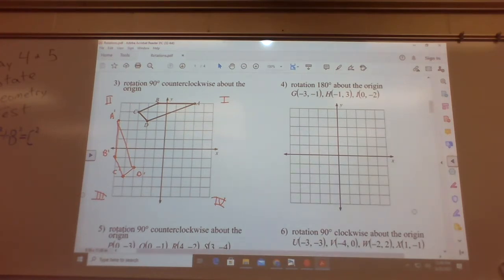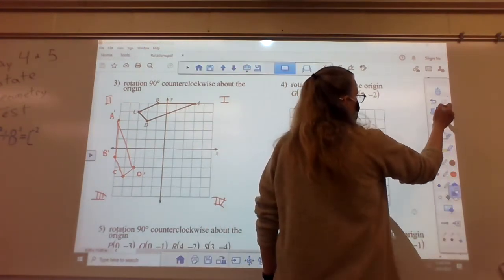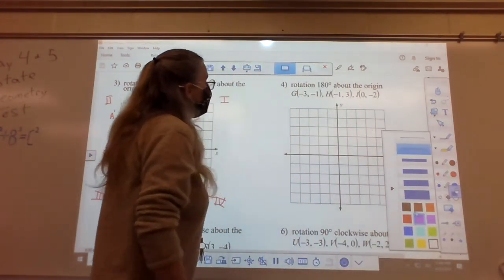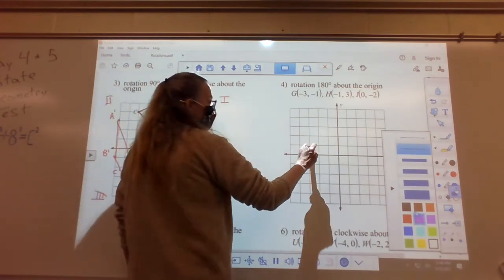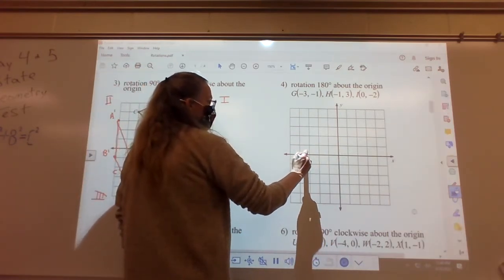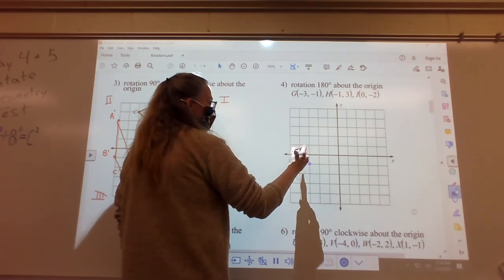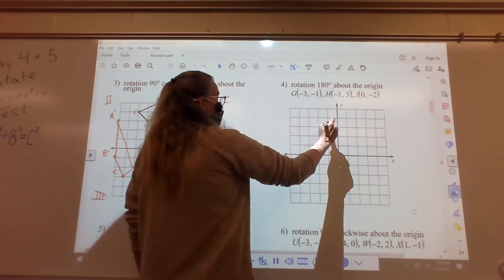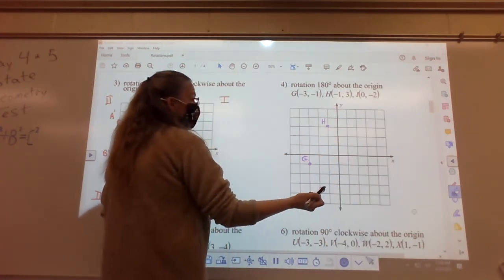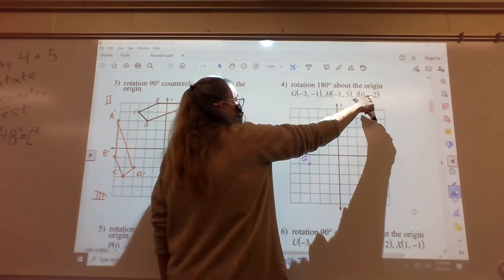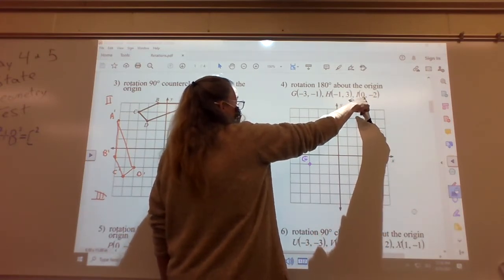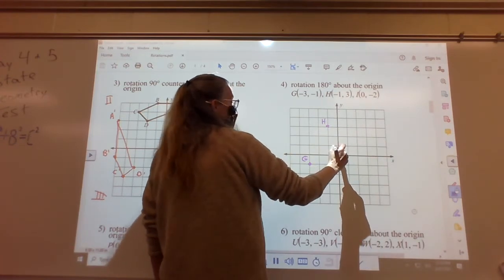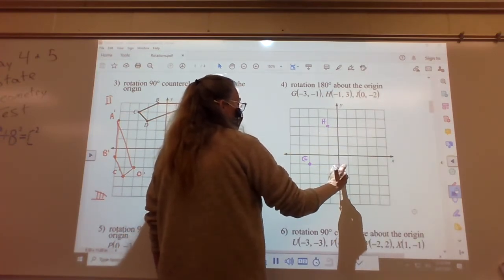Now 4, 5, and 6 are basically the same thing. The only difference is you've got to graph the original. So let's graph the original. I'm going to do the original in purple. So I've got -3, -1. So there's my G. H was -1 up to 3. I, now be really careful. I've seen a lot of people, if there's a 0 somewhere in the coordinate, they get backwards. So 0 means I don't go sideways, down 2. So that's my I.